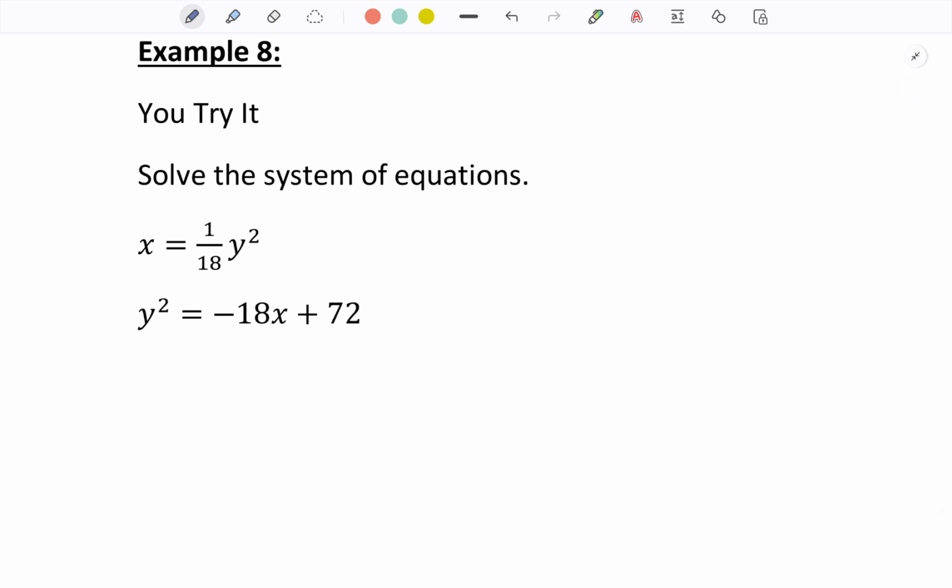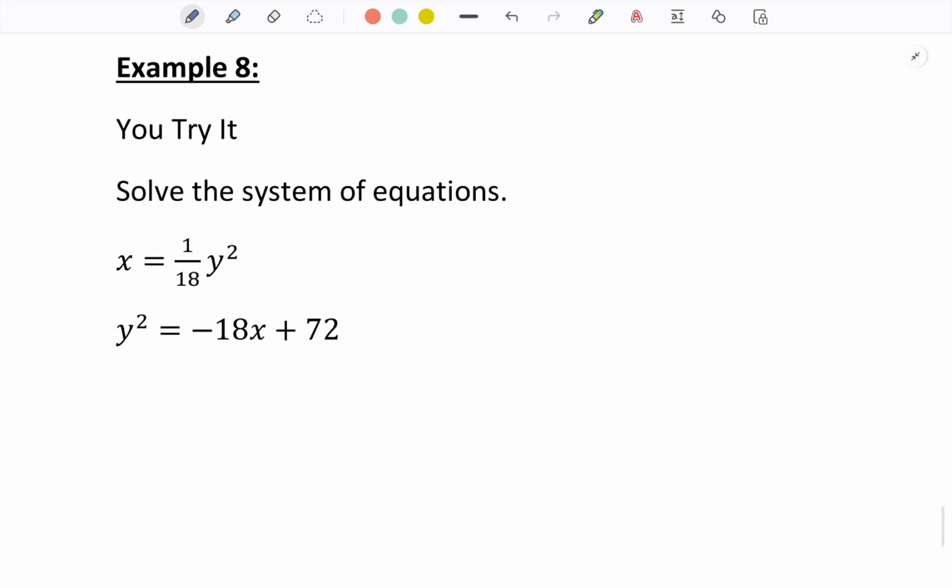All right, so for this last example, I want you to go ahead and put it into Desmos and try it on your own. Then when you are done, hit play so you can see how you did.